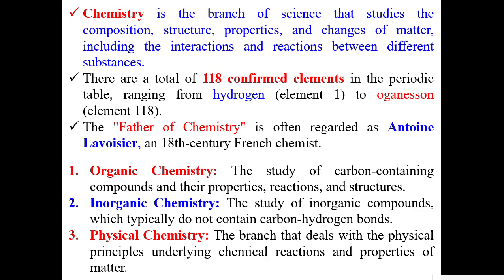So how did modern chemistry start? The father of chemistry is often regarded as Antoine Lavoisier, in the 18th century. He found the law of conservation of mass and discovered some other elements.